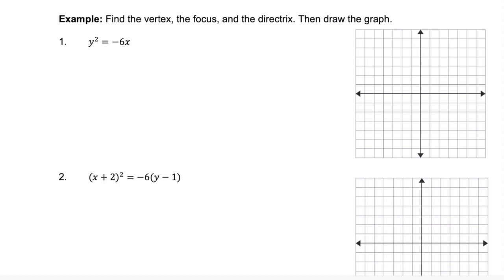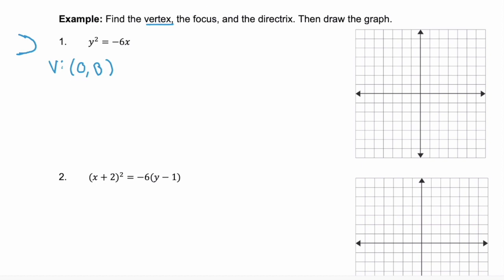Now, let's look at a couple of examples. This first example, we have a y squared. So we know that this parabola is going to open left or right. And because we have a negative here on the right-hand side, we know that our parabola is going to open left. So, quick sketch, it's going to look something like this. We need to find the vertex. Well, on the left, it's strictly y squared. So we know that our vertex is going to be the origin or the point 0, 0.